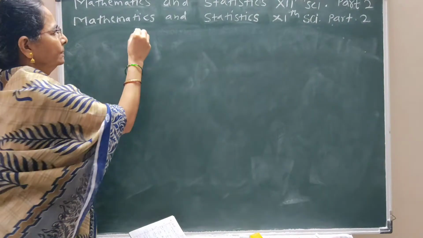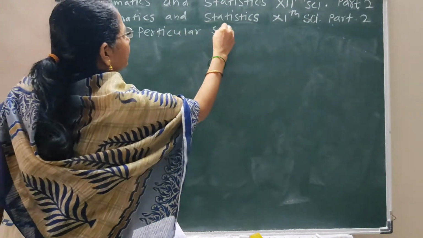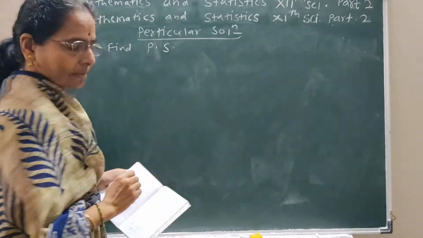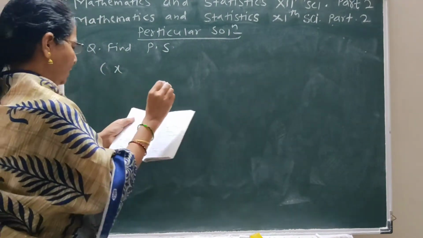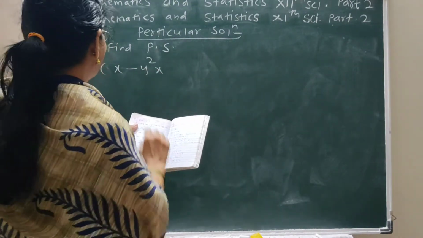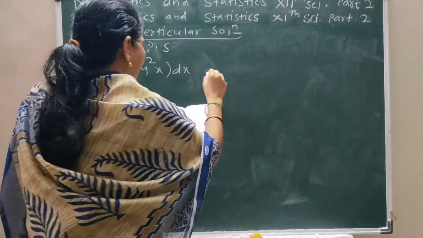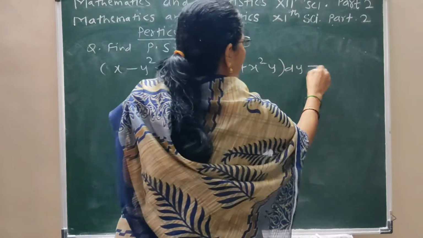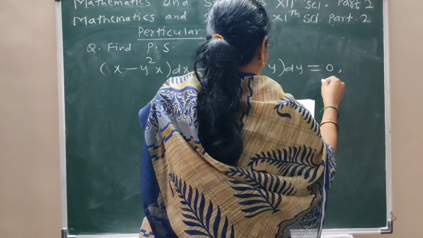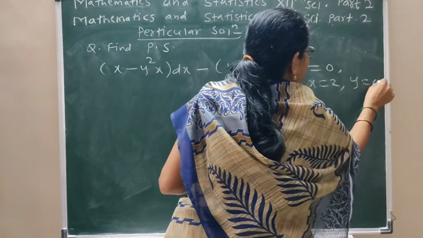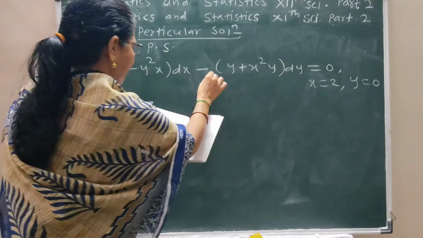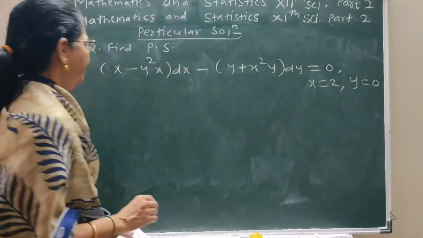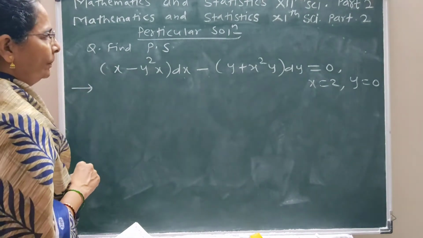Next point is particular solution. Find particular solution. x minus y square x dx minus y plus x square y dy is equal to 0, given x equal to 2, y equal to 0. We have to find the particular solution of this differential equation.